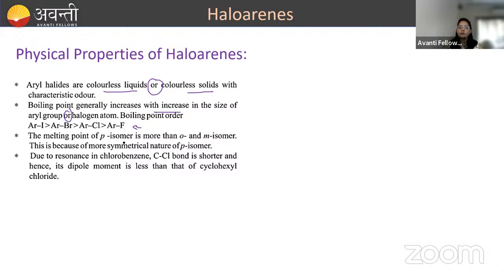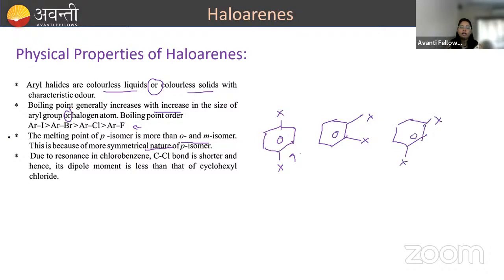The melting point of the para isomer is more than the ortho and meta isomers. This is because of the symmetrical nature of the para isomer. So you can see for the para isomer, whether chlorobenzene or iodobenzene or any halide, para is symmetrical in nature, and that's why its melting point is more as compared to ortho and meta. Next, due to the resonance in chlorobenzene, the C-Cl bond is shorter and hence its dipole moment is less than cyclohexyl chloride. So this is again a very good physical property.